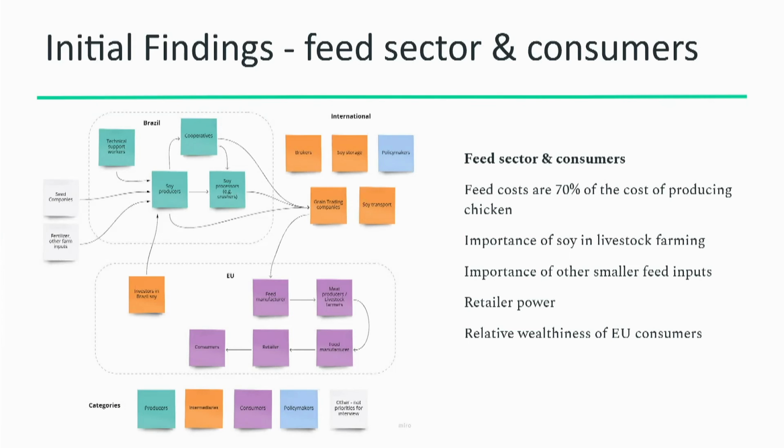Interviewees also mentioned that retailers hold a lot of power. So similar to grain traders, there's a small number of large retailers. And as a result of this good bargaining power in the supply chain, retailers feel less of an impact, potentially in the case of a soy price increase. And some interviewees also mentioned the relative wealthiness of EU consumers, suggesting that they could deal with a rise in the price of soy and implying that it's important to be aware of impacts across the world and also the differences between consumers within the EU.